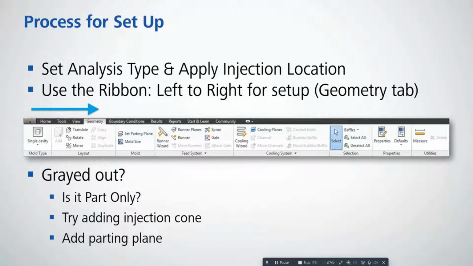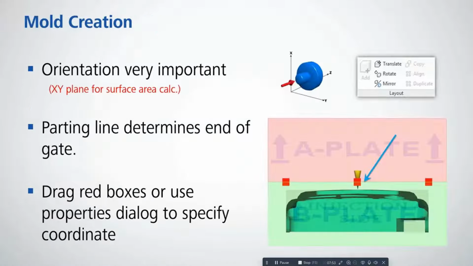Use the ribbon. You can see the left to right for setup geometry tab. Then if it is grayed out, that means you need to ask yourself this question: is it a part only, or are you trying to do something else? Okay, so what you need to do is try to add the injection cone and add the parting plane so that those parts will not be grayed out.